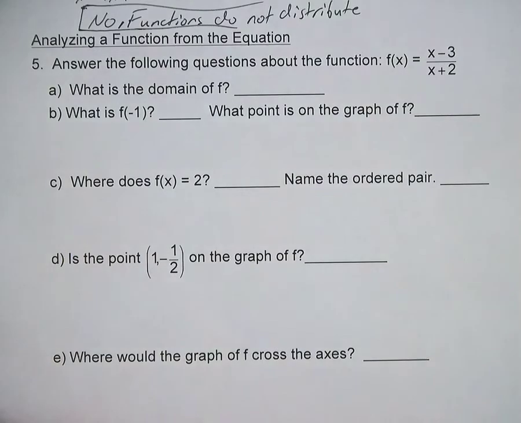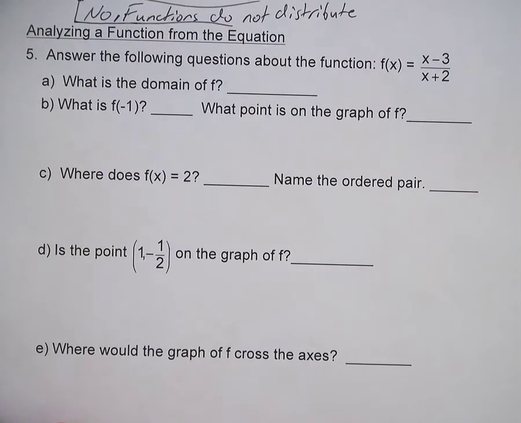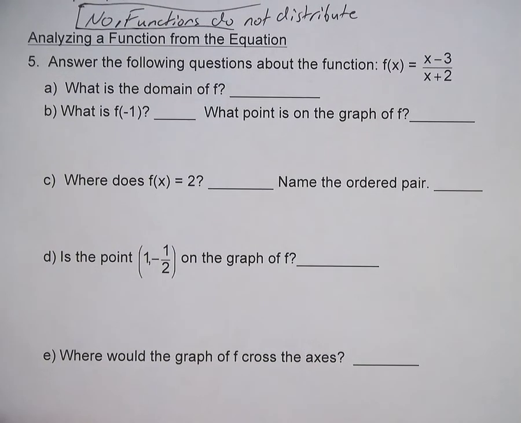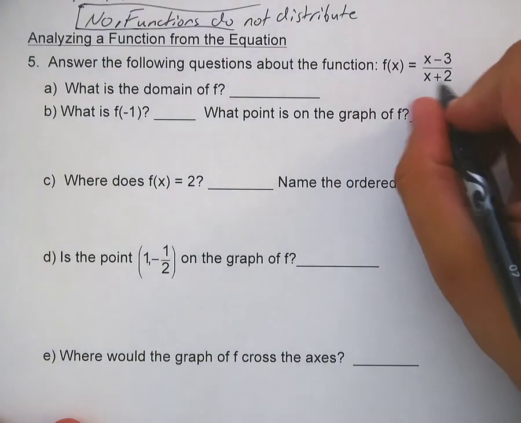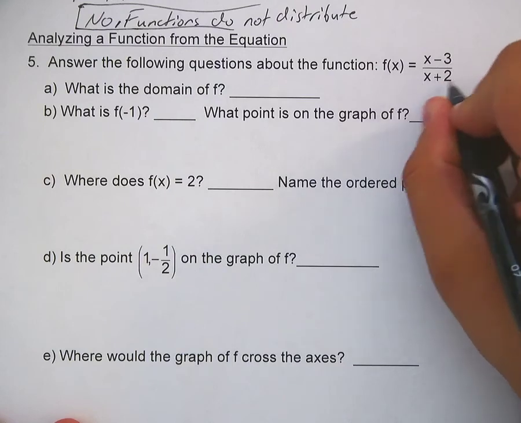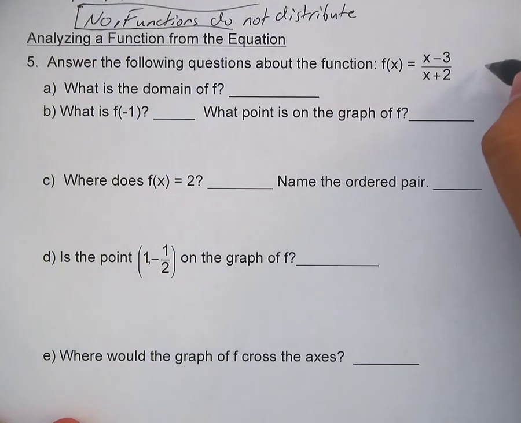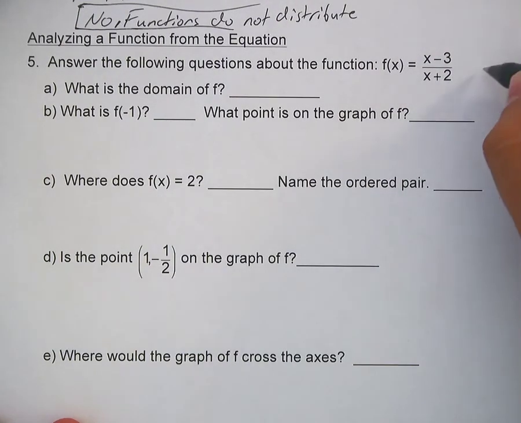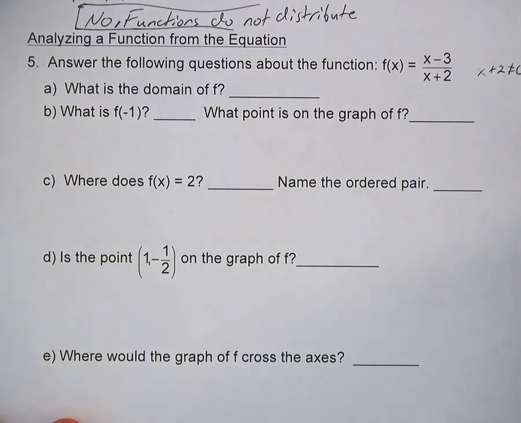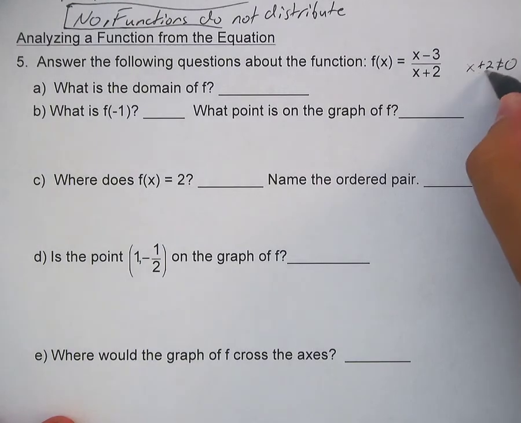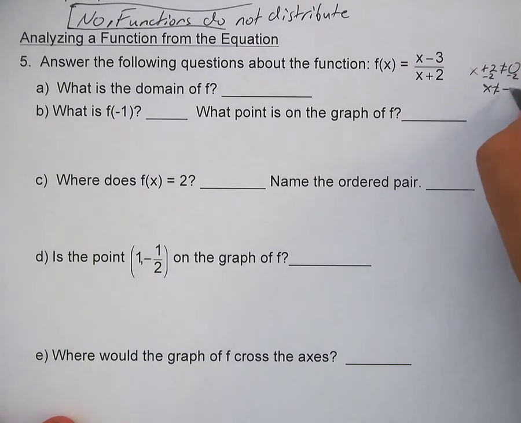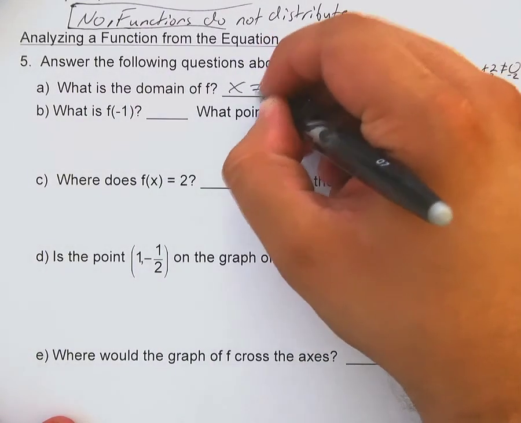So answer the following questions about the function f of x is x minus 3 over x plus 2. What's the domain? The domain, down here, what can x not be? Well, we know it can't be 0 down here, so x plus 2 cannot be 0. Subtract your 2, subtract your 2. X is not negative 2.